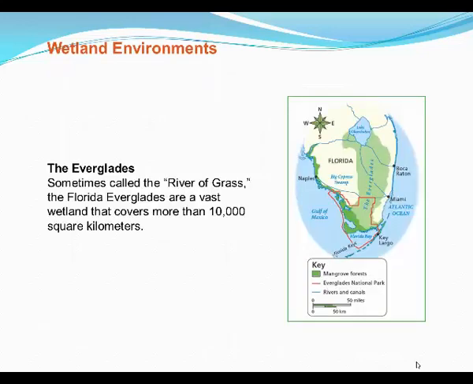The Everglades is a very important wetland. It's sometimes called the River of Grass. It's found in the very southern portion of Florida and covers more than 10,000 square kilometers. It's a very important environment at the boundary between the saltwater of the Atlantic Ocean and the Gulf of Mexico, and the freshwater that runs off of the land in Florida.